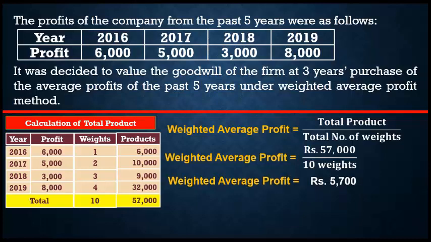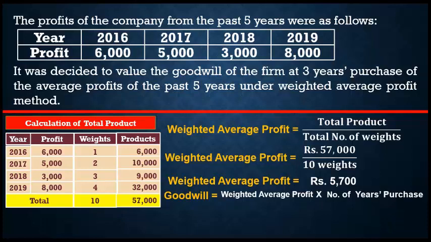57,000 divided by 10 weights. Weighted average profit is equal to rupees 5,700. Now goodwill is equal to, what is the formula? Weighted average profit into number of years purchase.